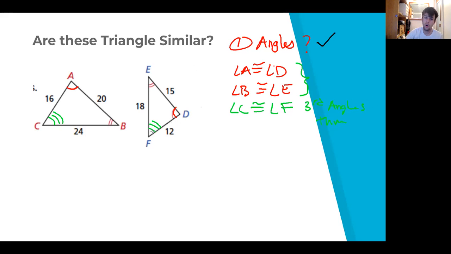So if you know all of the side lengths specifically, like the numbers, then what you can do is just match them up in order from shortest to longest. That's kind of the easiest. If you know all the numbers, you can just do it that way. So you can say, all right, well, 12 is my shortest side here. It's going to go with this shortest side, 16.